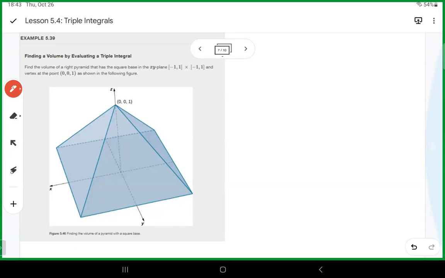This one's saying find a volume by evaluating a triple integral. Find the volume of a right pyramid that has a square base and vertex point, and it looks like the following figure. So in this pyramid, the value of z changes from 0 to 1, and at each height z, the cross section of the pyramid for any value of z is the square from -1 plus z to 1 minus z times -1 plus z to 1 minus z. So that is how you find your E, by figuring out this section and how you would write it.